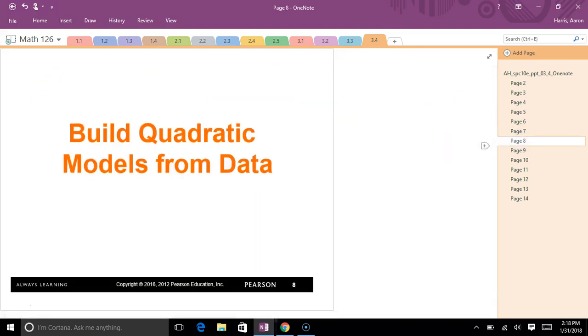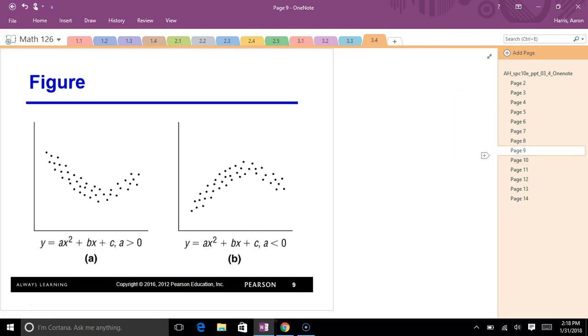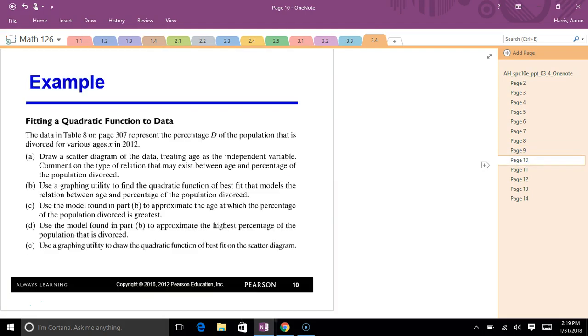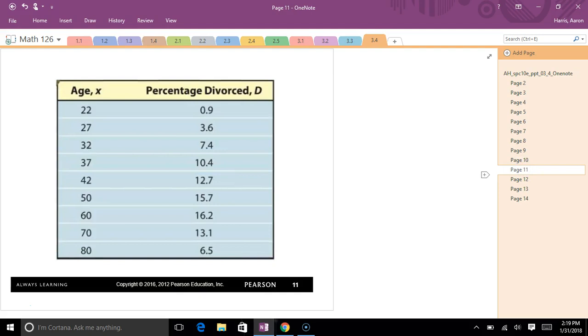Okay. All right, now let's build some quadratic models from data. If you have a bunch of data, and if your a is positive in the model, you're going to have the parabola opening up, whereas if your a is negative, you're going to have the parabola opening down. These are examples of some quadratic models built from data. We're going to look at one here that represents the percentage of the population that is divorced for various ages in 2012.